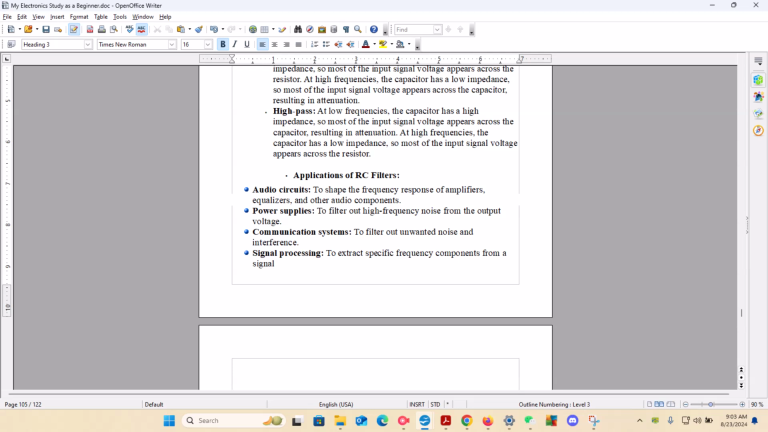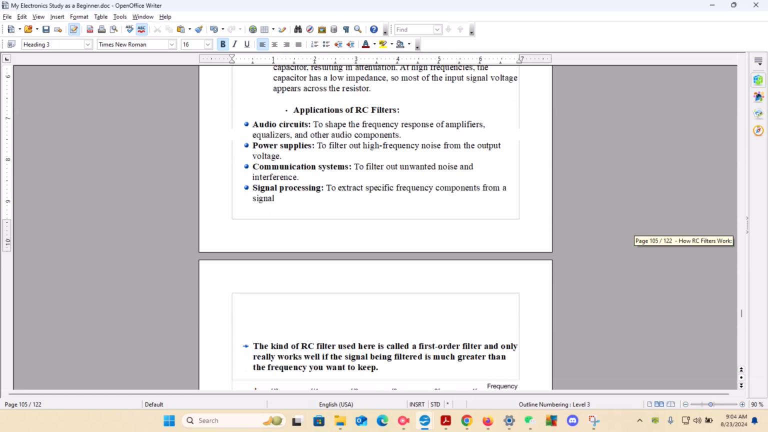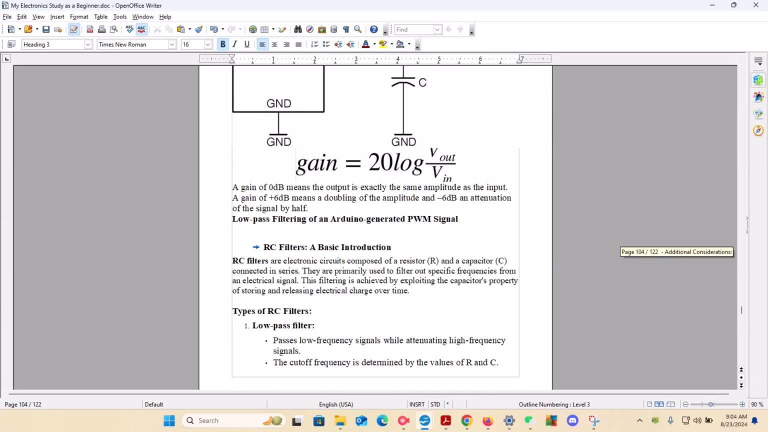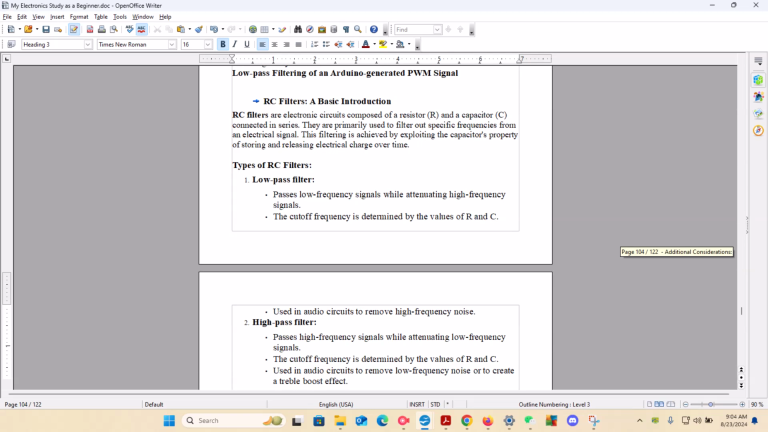So our first application is what's called an audio circuit, which I talked about a moment ago. This is to shape the frequency response of amplifiers, equalizers, and other audio components. In terms of power supplies, it is to filter out high frequency noise from the output voltage. In terms of a communication system, it's to filter out unwanted noise and interference. And in terms of signal processing, it is to extract specific frequency components from a signal. So that's your basic RC filters in a nutshell.